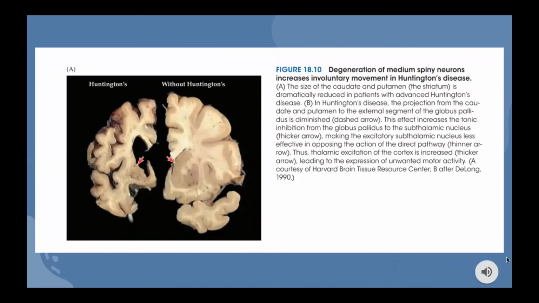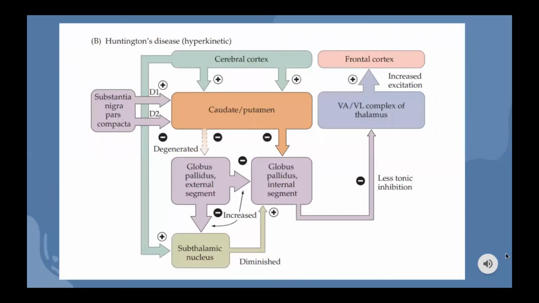This image is showing the reduction that Huntington's disease causes to the putamen and the caudate. You can specifically see this reduction by looking at the red arrows. This image is showing the input and output of the basal ganglia. If you take a look at the arrow from the caudate and the putamen to the pallidus external, it is labeled as degenerative, showing the effects of hyperkinetic disorders.